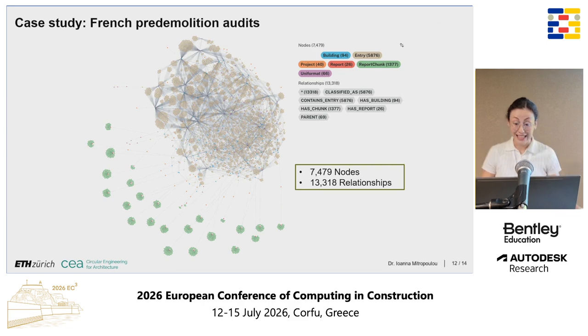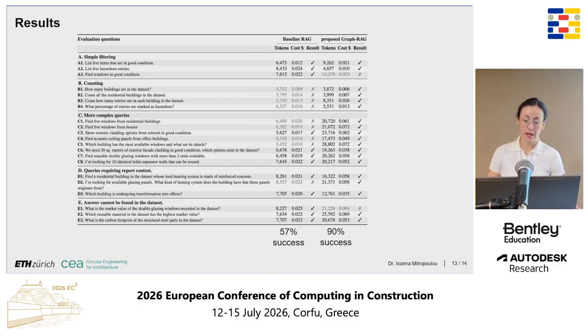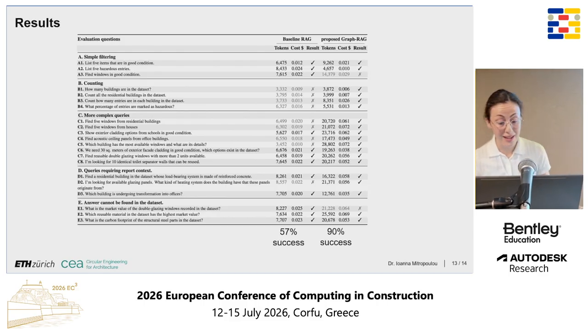So for this case study, the full graph looks like this, and it contains around 7,000 nodes and a bit more than 13,000 relationships. Now, to evaluate our approach, we created a series of evaluation questions that fit into the following categories. So simple filtering, counting, then some more complex queries, queries also requiring report context, and then queries where the answer cannot be found in the dataset.